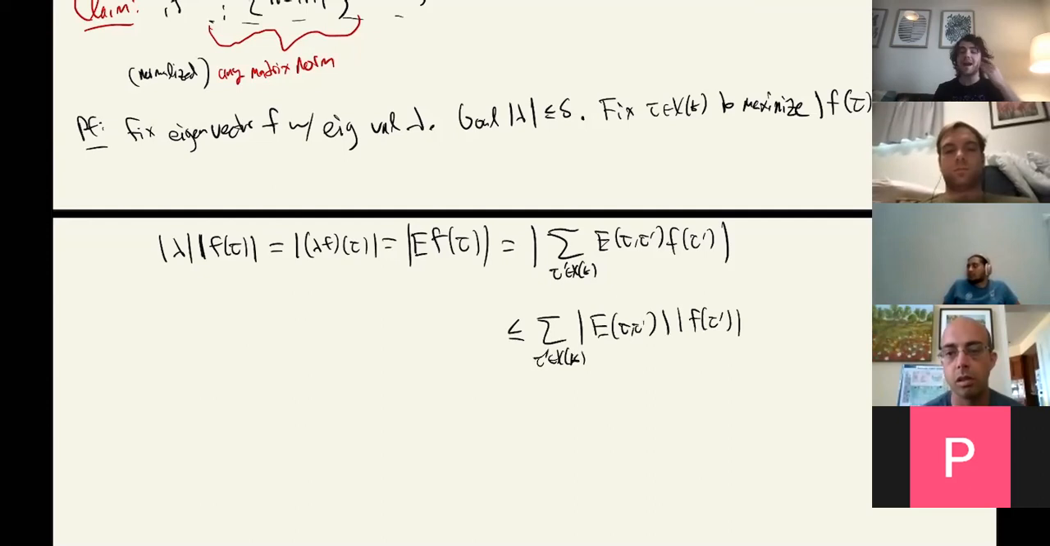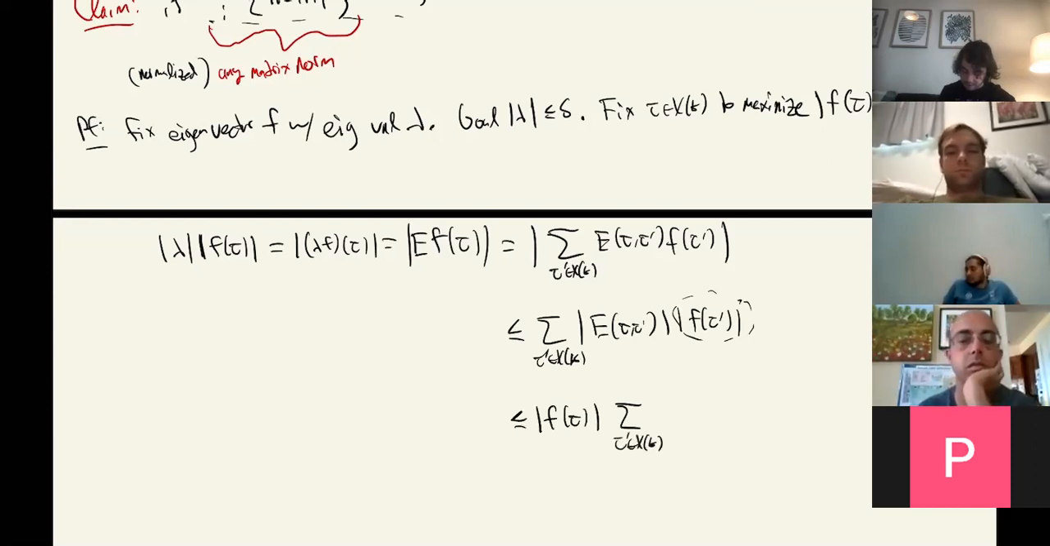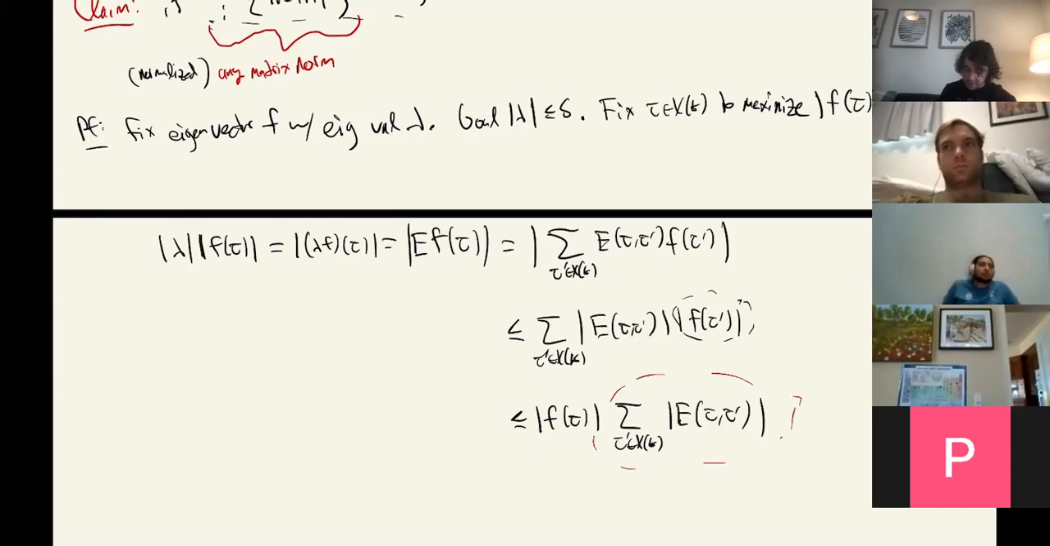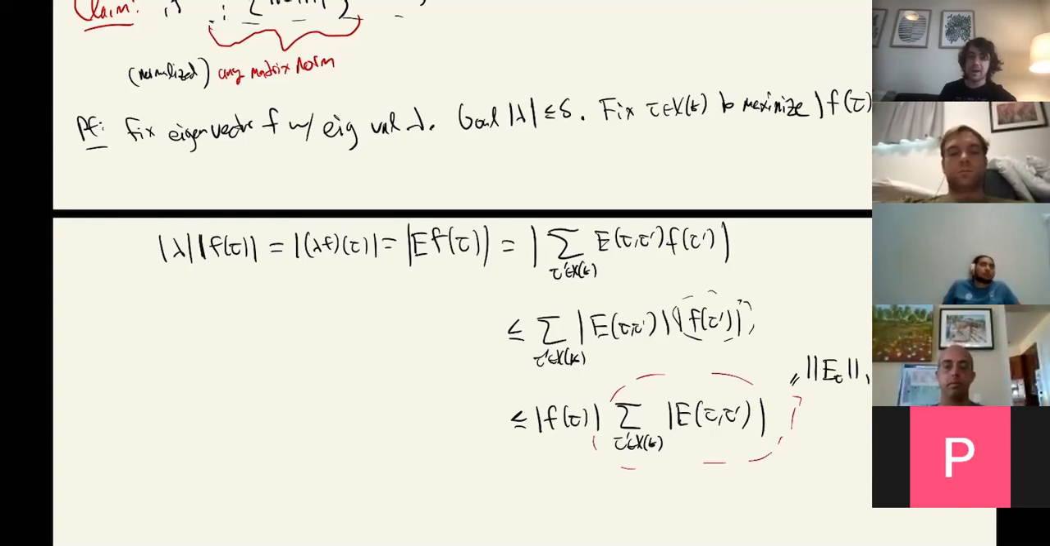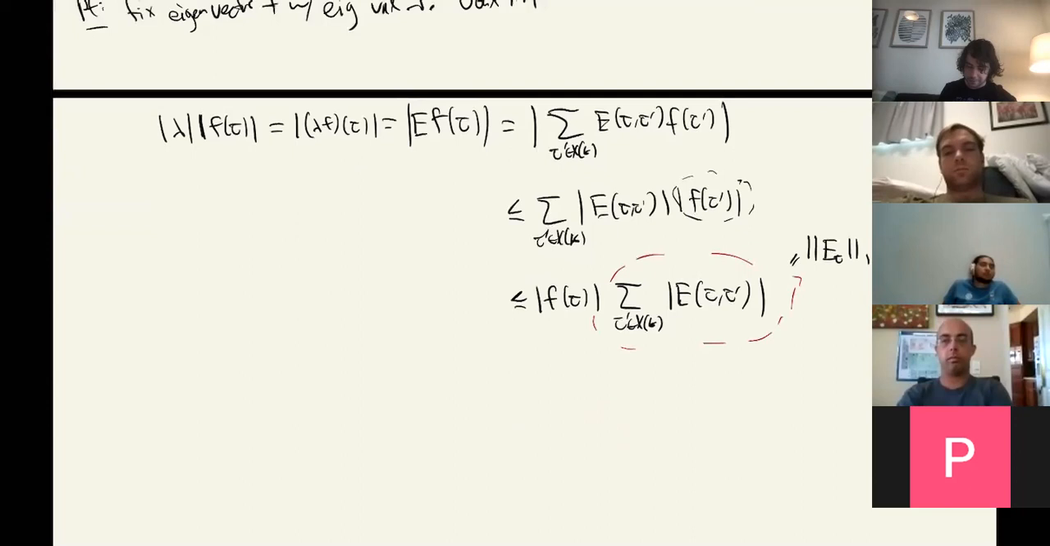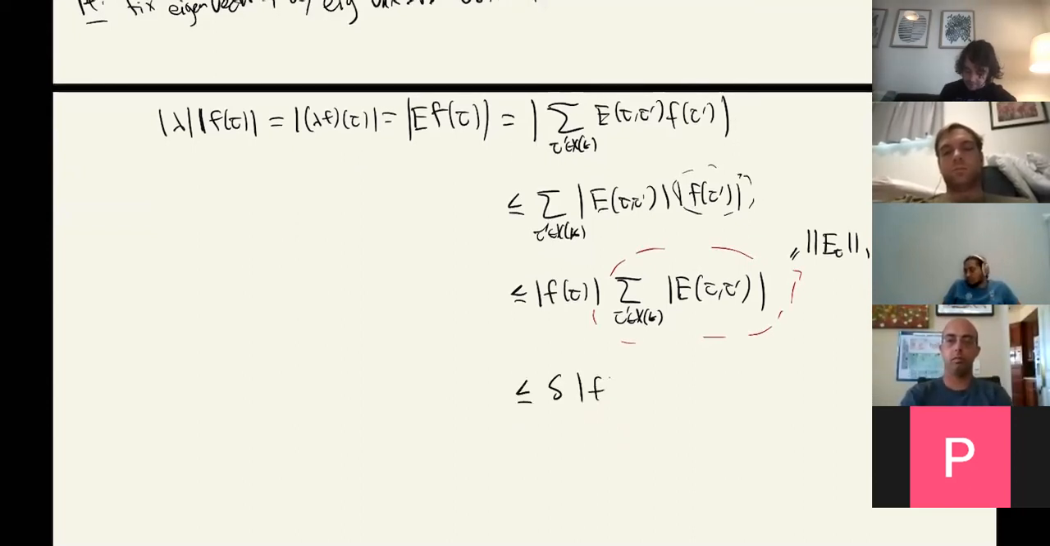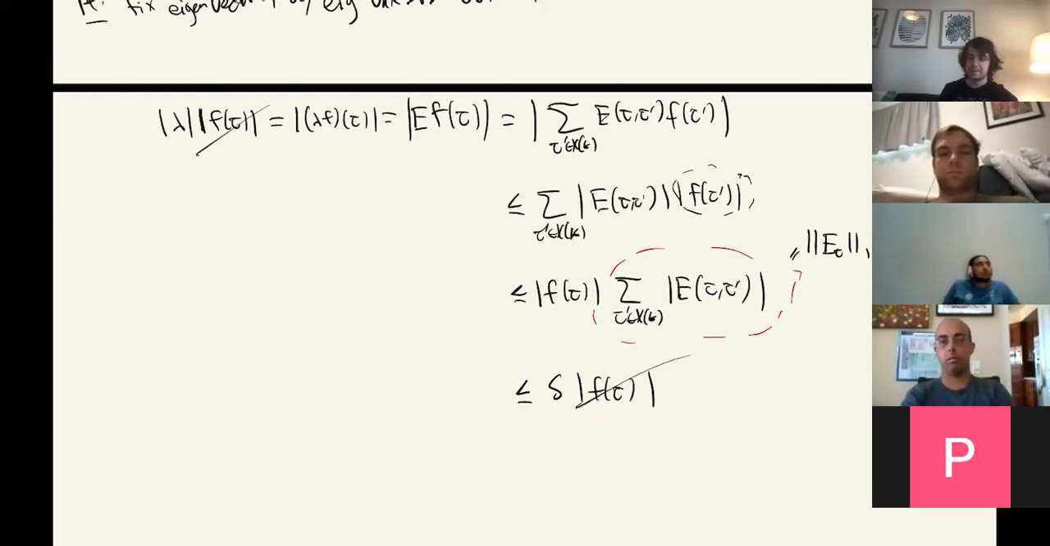But remember that we picked tau to maximize the absolute value of f of tau prime. So in particular, everything's positive, so we can pull out the maximum value as f of tau. So this is less than or equal to f of tau times the sum over tau prime in X_k of E(tau, tau prime). But this is just the L1 norm of the row associated to tau. And by assumption, this is less than or equal to delta. So this is less than or equal to delta times f of tau. And we started with the absolute value of lambda times f of tau, so these cancel, and we just get that the absolute value of lambda is less than or equal to delta.